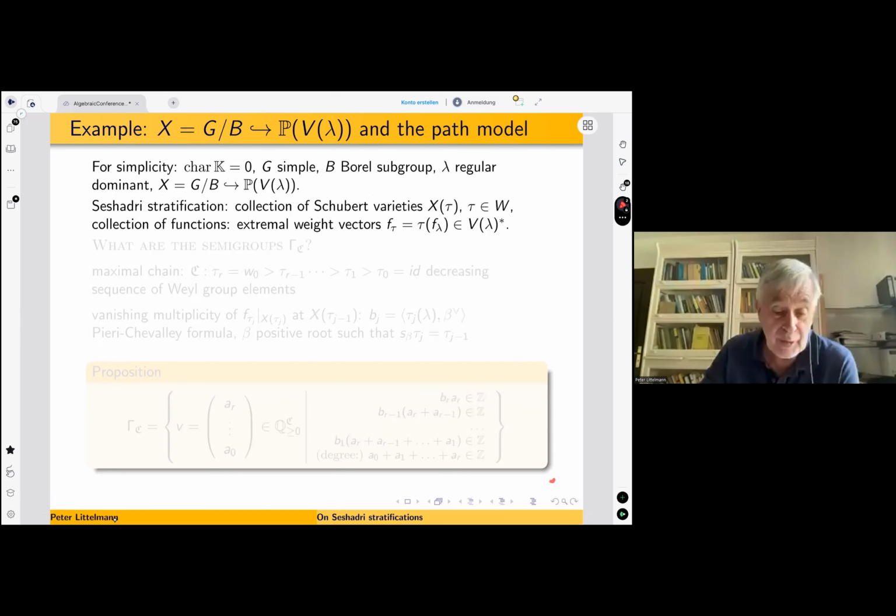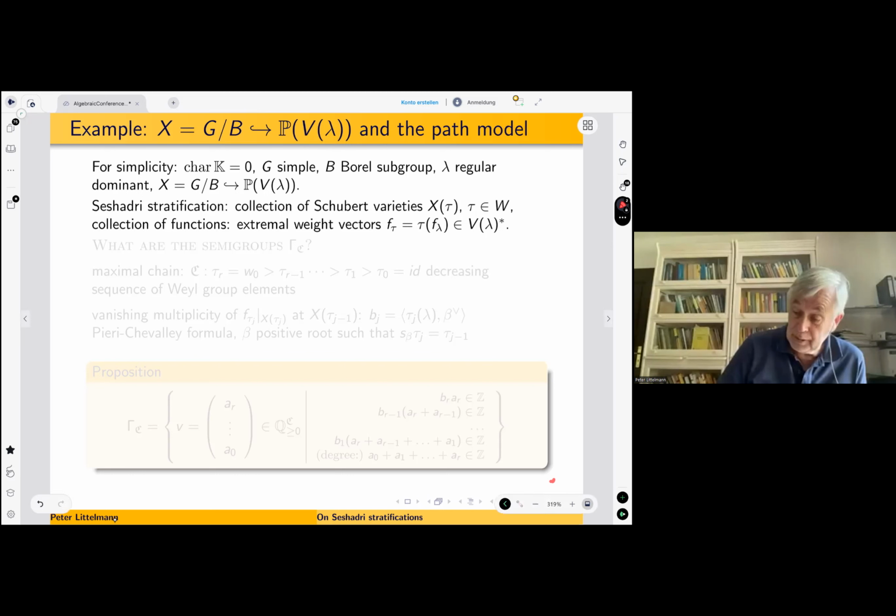Okay, so let me finish with some last examples, trying to convince you that one can really calculate with this. So for simplicity, again, let's assume characteristic 0, G is simple, and we have a Borel subgroup, and lambda is a dominant weight, and we have G/B embedded in the projectivization of the irreducible representation of highest weight lambda. As a Seshadri stratification, we take exactly what I had mentioned before, namely the collection of Schubert varieties, and the collection of extremal functions are the extremal weight vectors.